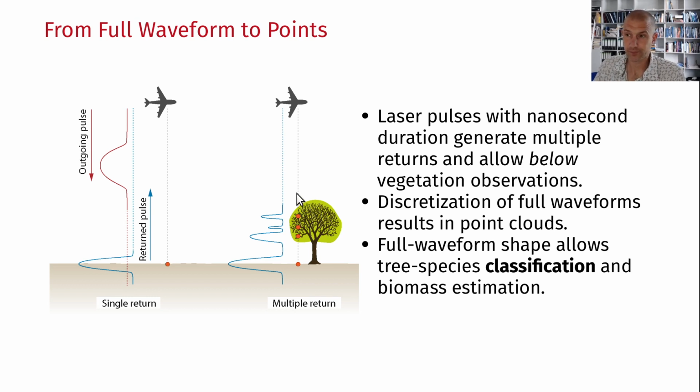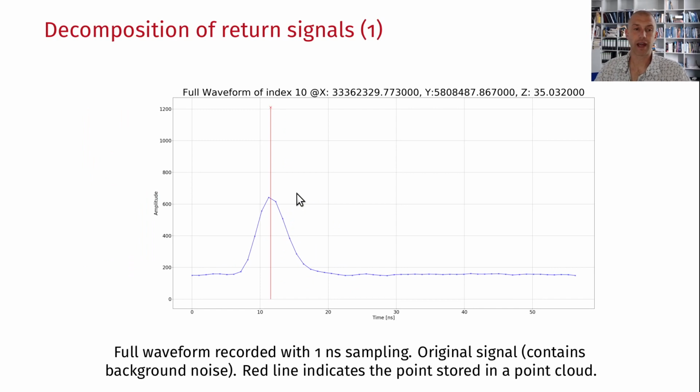So let's look at some real data. This is a full waveform recorded signal of a ground surface here at the campus GOM at the University of Potsdam. The full waveform data has been recorded with 1 nanosecond sampling. That's a typical sampling frequency, meaning every nanosecond you obtain a reading of your return signal. This is the original data here in blue.